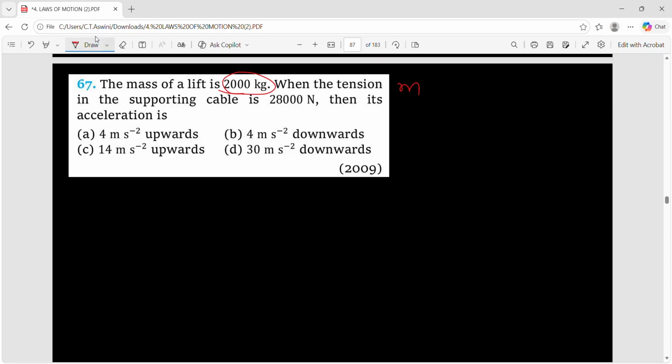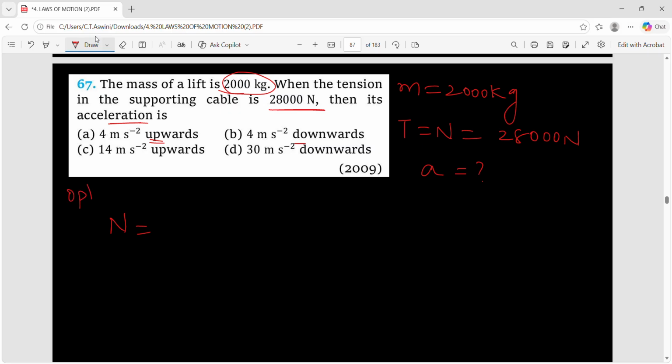The mass of a lift is 2000 kg. So mass is given, this is 2000. When the tension in the supporting cable, see tension, normal reaction all mean the same. How much is it? It is 28,000 newtons. Then its acceleration. So we have to find the acceleration of the lift. What is the normal reaction? That can be taken depending on the case, whether it is moving upward or downward. But the direction of motion of the lift is not given in the question. See the options: upwards, downwards, upwards, downwards. That means you have to verify every option one by one.